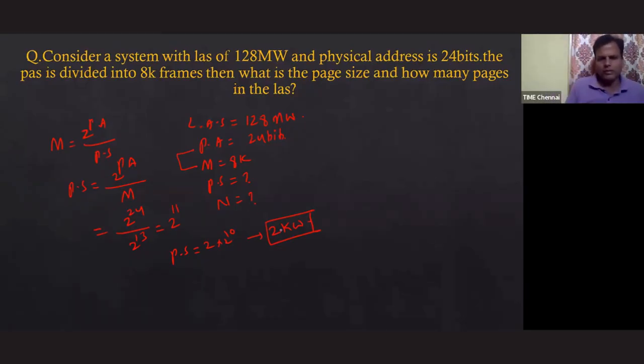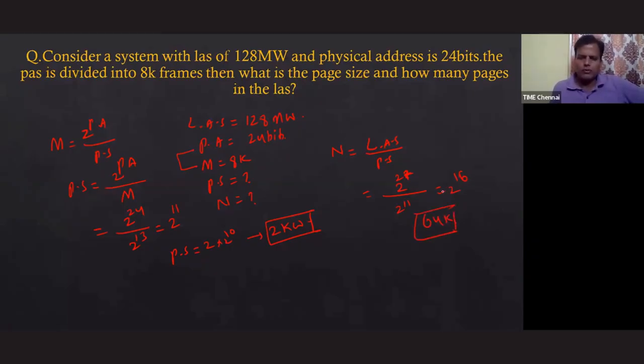So N. Since you got the page size, easily you can calculate the number of pages. Let's see. It is 128, which means 2 power 7, and M is 2 power 20. So 2 power 27, divided by page size 2 power 11, which equals 2 power 16. 2 power 16, I will write this one as 64K. Like 2 power 6 means 64 and 2 power 10 means K. So 64K. Okay, fine. So this is the answer for these two things.